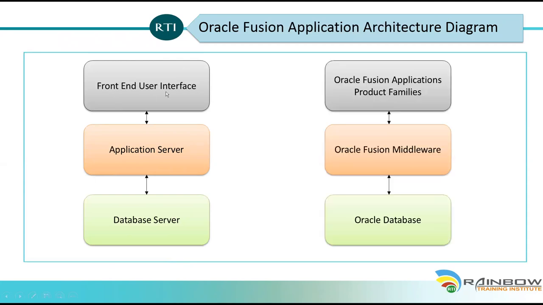The first one, when I say front-end user interface, it is nothing but the Fusion product, Fusion applications product families. What are Fusion application product families? A Fusion application product family is nothing but, Oracle categorized our applications into financial applications, HR applications, CRM, sales applications, or supply chain management applications. So each set of applications is called a product family, and they differentiated like that. And they have Fusion middleware, where almost all our technical components, as we discussed, will be residing. And the last one is Oracle database. Let's see each one individually.